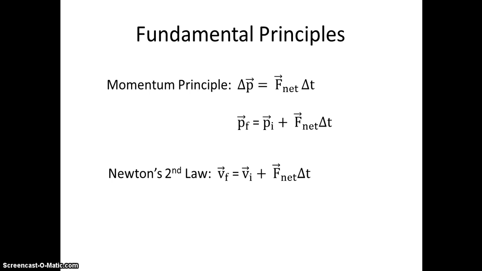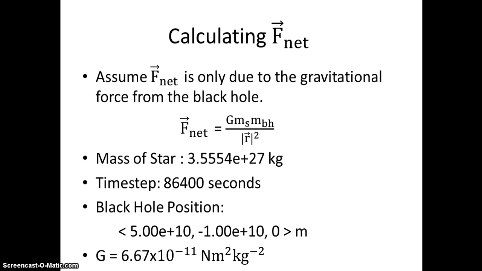The fundamental principles associated with this lab include the momentum principle and Newton's second law. The position data for the star was provided in a CSV file, and the Python code was able to calculate in the while loop the velocity and momentum for each time interval of 86,400 seconds. These values were then used to calculate the net force. The net force was calculated based on the assumption that the gravitational force from the black hole was the only force acting on the star.